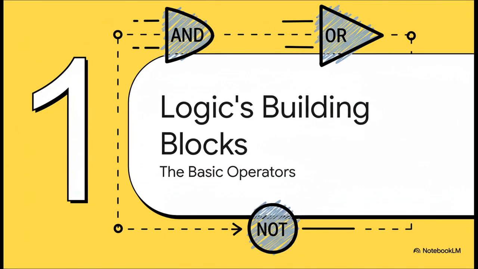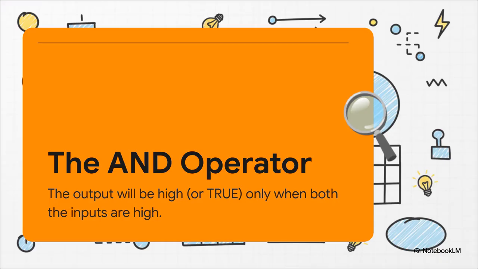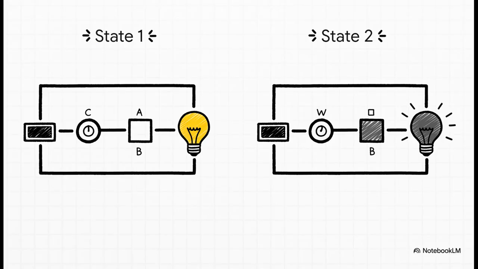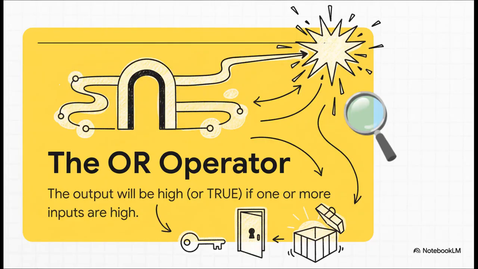three simple operators. First up is the AND operator. And to make this really tangible, let's just visualize it with a simple circuit. I want you to imagine two light switches, one right after the other in a series. For that bulb to light up, you have to close the first switch and the second switch. If either one is open, that's it. The chain is broken and the light stays off. Simple as that.